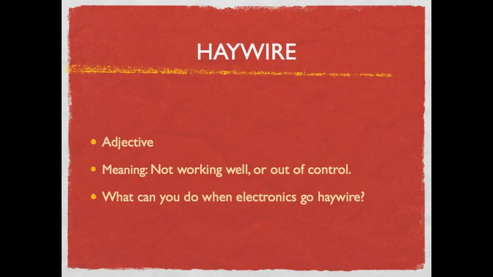Next, we have the word haywire. Haywire is an adjective or describing word in a sentence. The meaning of haywire is not working well or out of control. This word can be used in a sentence like this. When the radio went haywire, it had a lot of static. Think about a time when something you have is not working well or out of control. What can you do when electronics go haywire? Write your response on your vocab sheet.